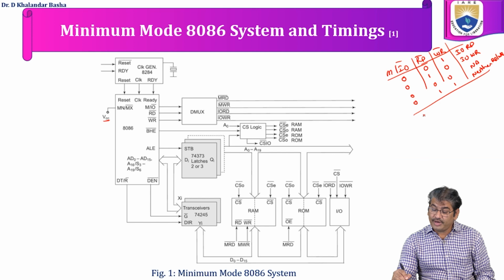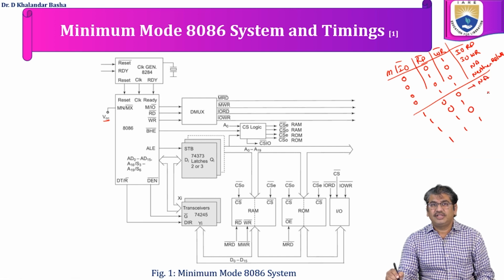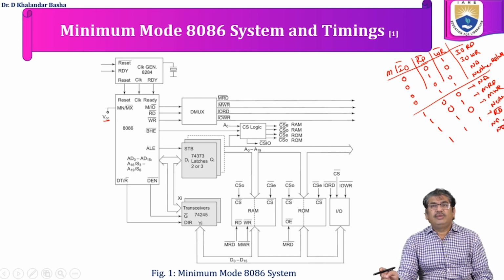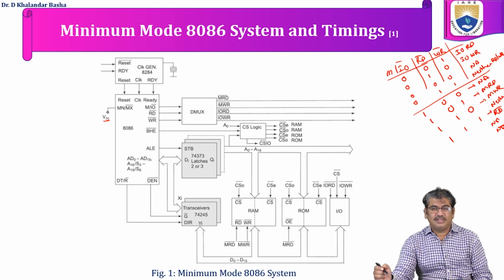Similarly, for memory operations, we will see the combinations. With read bar and write bar both equal to 0, both read and write is not permissible, so this combination is not applicable. 1, 0, 1 is a memory read operation. 1, 1, 0 is for memory write operation. 1, 1, 1 is neither memory read nor write operation. So this logic will be generated by using the demultiplexer.